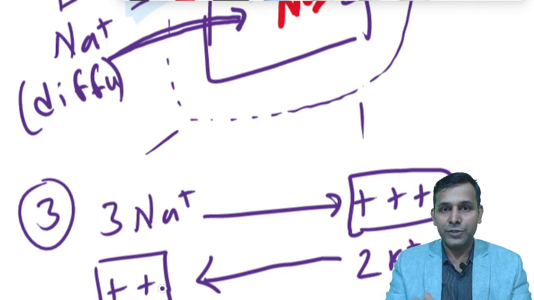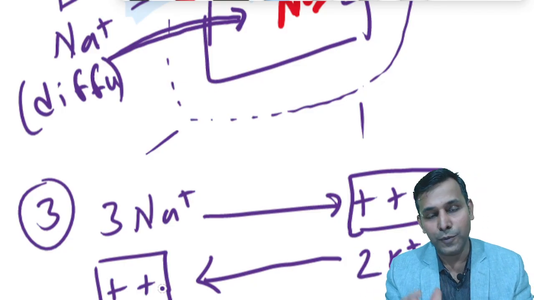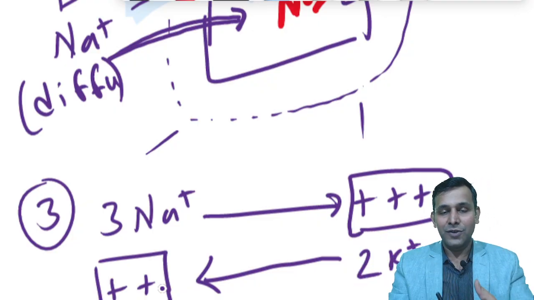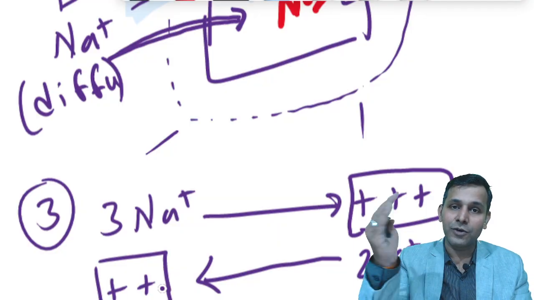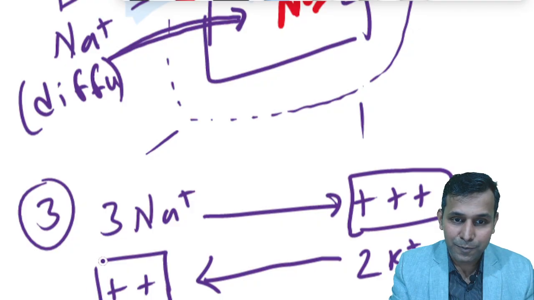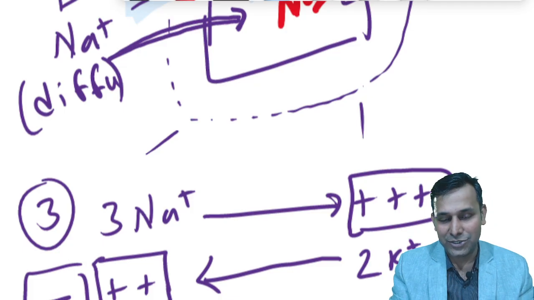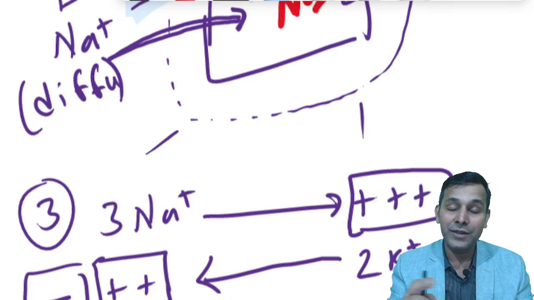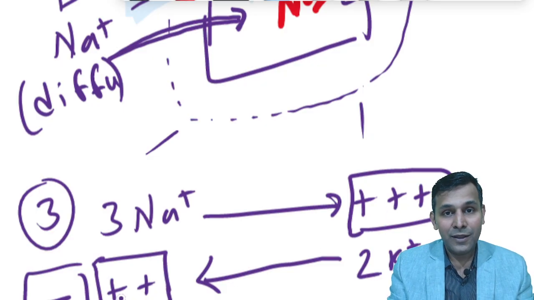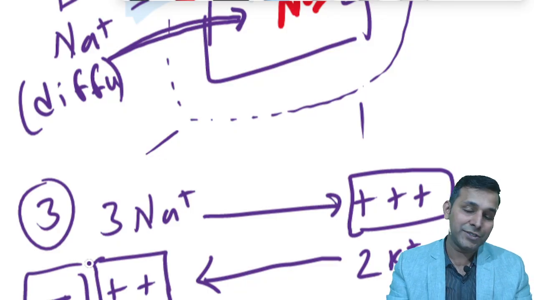When 3 sodium goes out, 3 positive charges are going out. When potassium comes in, 2 positive charges are coming inside. Means in overall this exchange, we are giving out more positive ions and taking in fewer positive ions. So if there is less positive coming inside, it means we are gaining one negative charge. 3 positive going out, 2 positive coming in, loss of 1 positive in the interior, means gain of 1 negative charge in the interior.